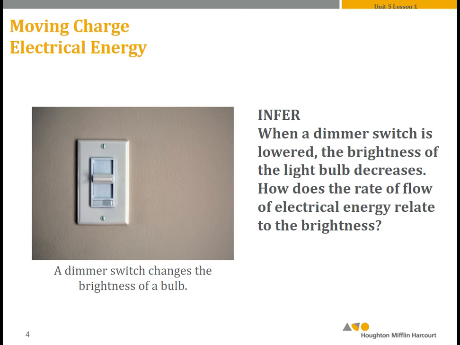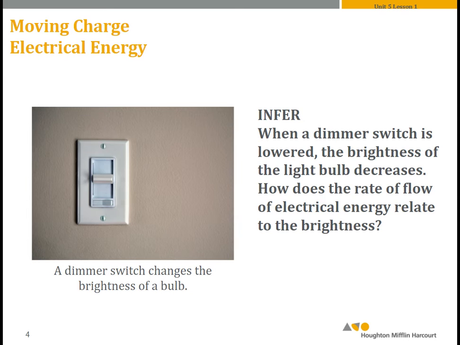So what's happening when you move the dimmer switch up and down, when you make it brighter or dimmer? Does it have something to do with the flow of electrical energy? Well, it must have something to do with the flow of electrical energy. But what's happening? Is the energy moving faster? Is there more energy moving through the wire, but at the same speed? Is there some bigger amount? We have to think about this.